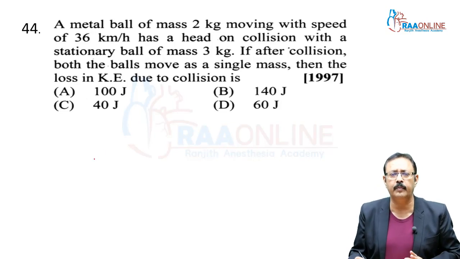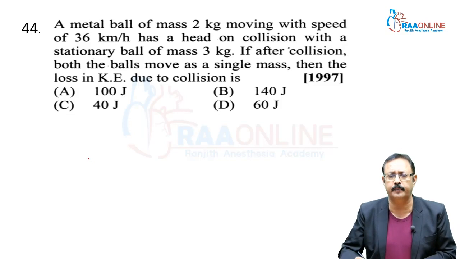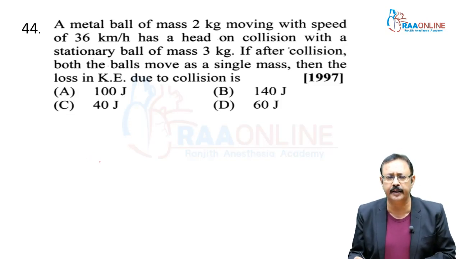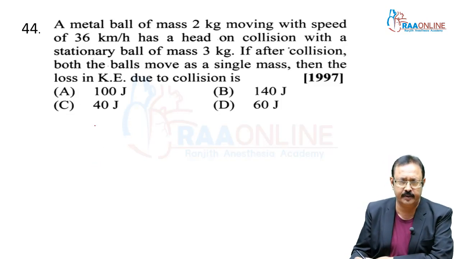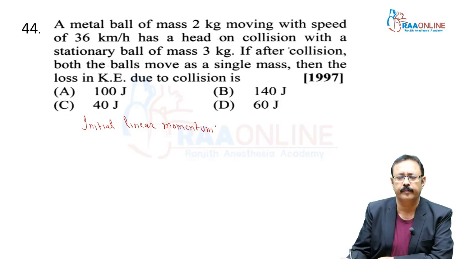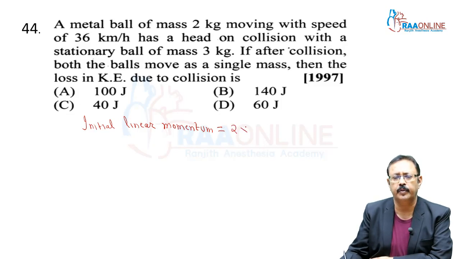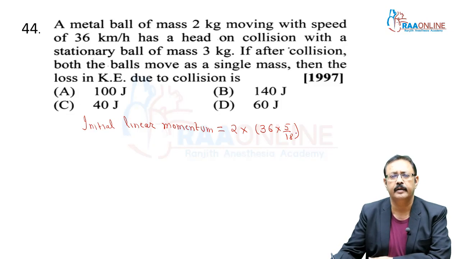44th, a metal ball of mass 2 kg moving with a speed 36 km per hour has a head-on collision with a stationary ball of mass 3 kg. Both balls move as a single mass. Loss in kinetic energy due to collision is. Again, only law of conservation of momentum is there. So initial linear momentum: 2 kg into 36 km per hour multiplied by 5 by 18 to convert to meter per second. Second ball was stationary. So total momentum was 10 into 2, 20 kg meter per second.